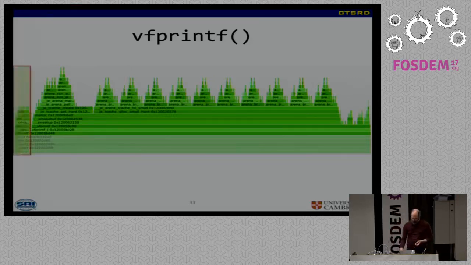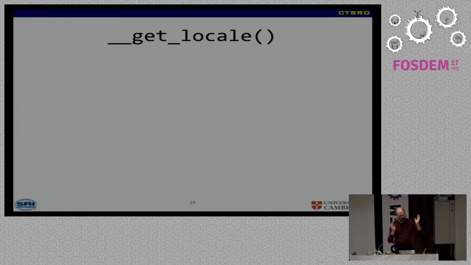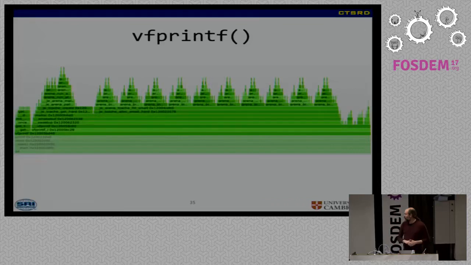So as I said before, here's why we need TLS. We need to call get locale so that we have our current locale and we can pass it on to the localized version of printf inside. It does a bit of work. It's not very complicated, but it is something that has to be done.